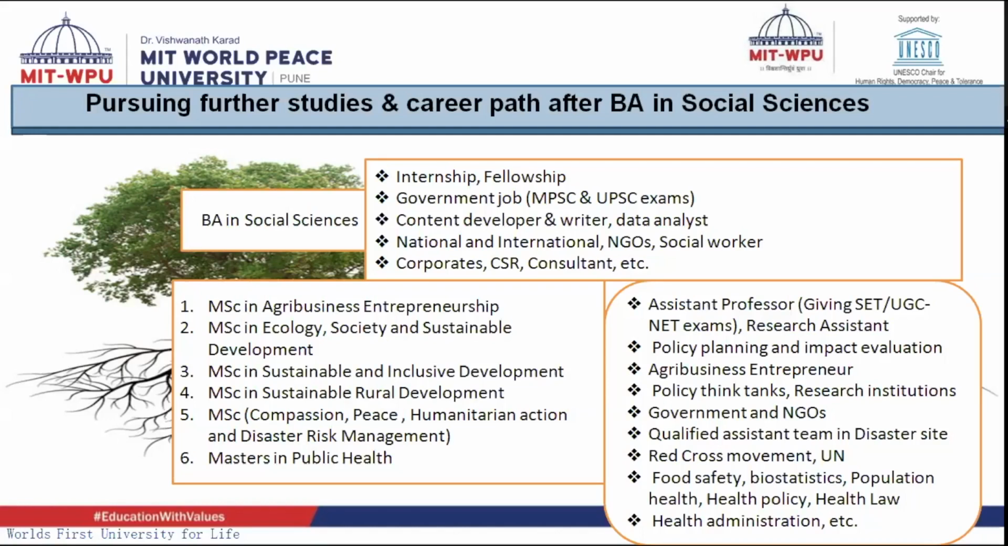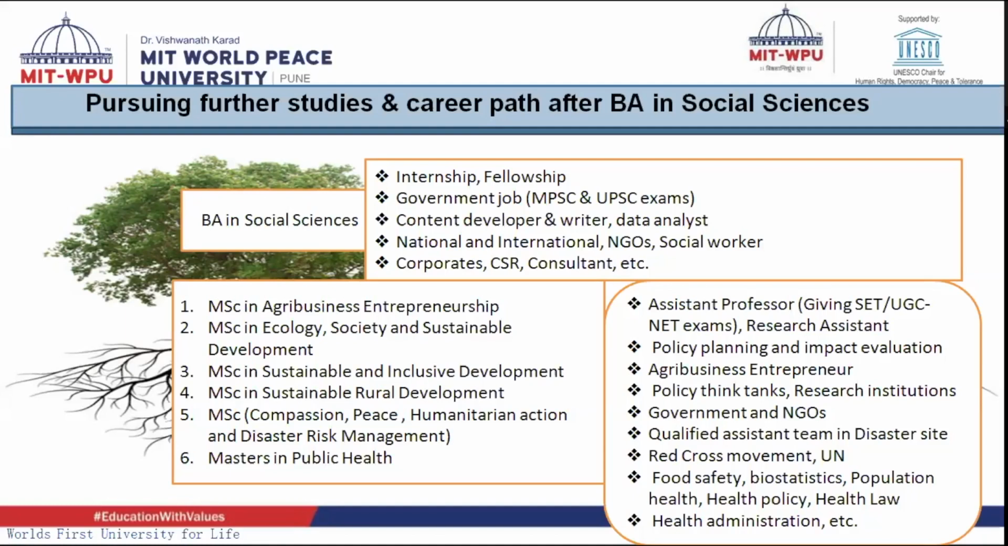Some of the programs our faculty offers also give further career and study opportunities. For example, we offer an MSc in Agribusiness Entrepreneurship, MSc in Ecology, Society and Sustainable Development, MSc in Sustainable and Inclusive Development, MSc in Compassion, Peace, Humanitarian Action and Disaster Risk Management. Also, we have a Master's in Public Health. The opportunities after this program include working with policy think tanks, research institutions, governments and other NGOs, qualified assistant teams at disaster sites, and social movements like the Red Cross Society, looking at issues of food safety and health administration.